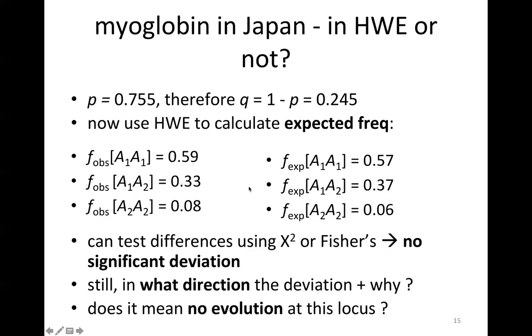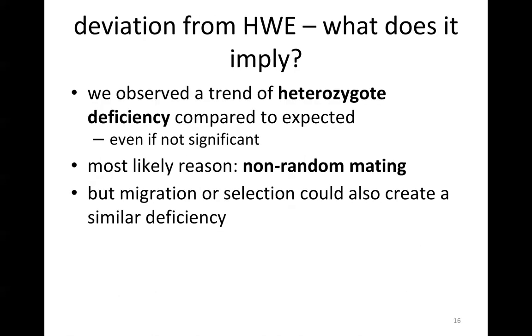When you look at these numbers, in what direction is the deviation? Which type or types are occurring more than expected and less than expected? You should easily notice that the heterozygotes are observed less than expected. The homozygotes are observed more than expected. And why could this be happening? Very simple. You might imagine different answers, but a very simple reason is non-random mating.